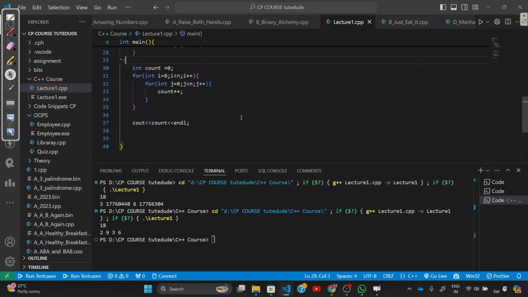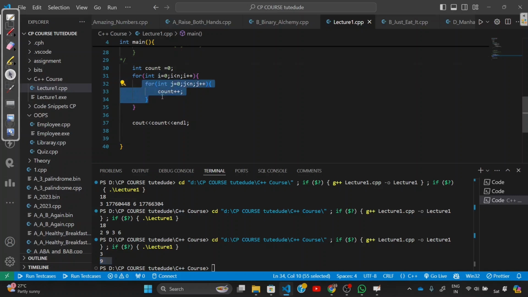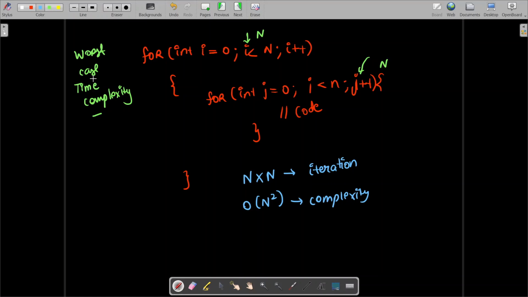Let's suppose I give n the value of 3. So it will run 9 times, right? Because for every i, this for loop will run. For i equals 0, this for loop will run 3 times. Then for i equals 1, this for loop will run 3 times. And again for i equals 2, this for loop will run 3 times. So in total it runs 9 times, so n into n. That's how you compute the time complexity of a nested loop. Whenever you see a nested loop, you just multiply the time complexities.